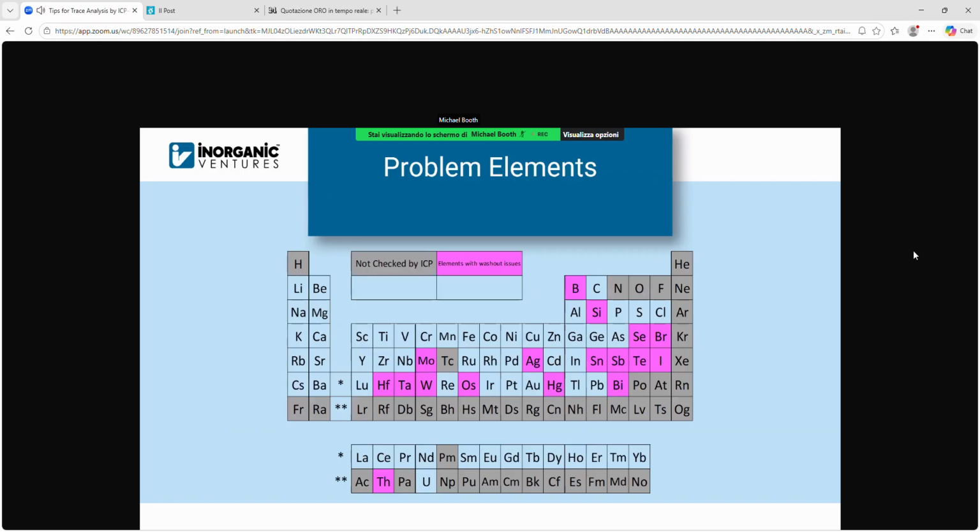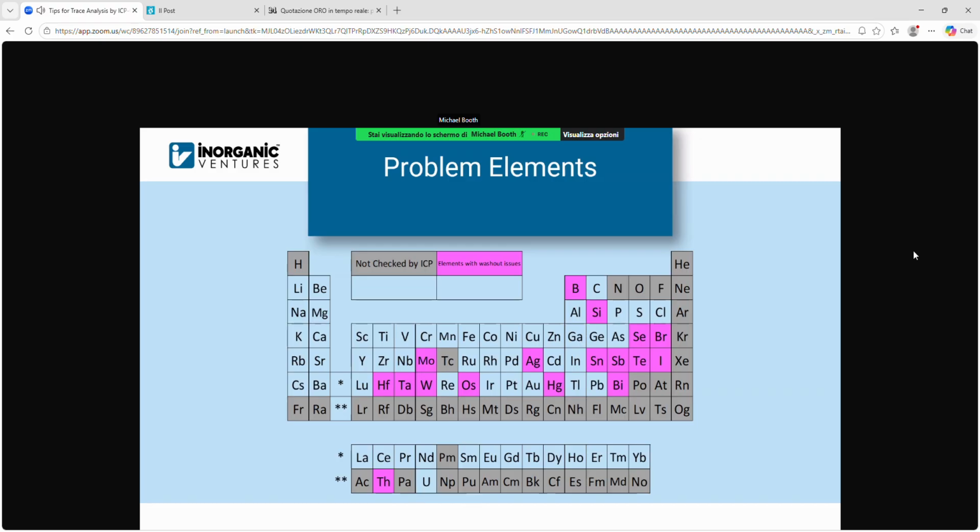So let's pull out another periodic table here. These are the elements that we've identified that can have issues with washout. A lot of folks talk to us about gold washout as well. Typically, that's because they're just not using HCl rinse. I always like to mention that in there as well.